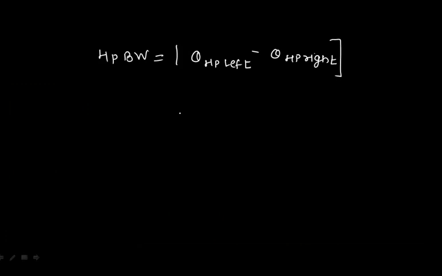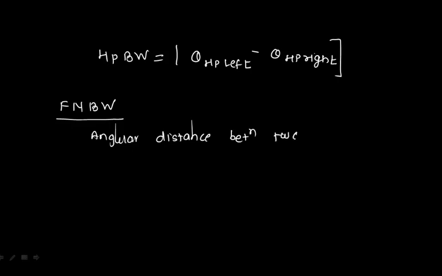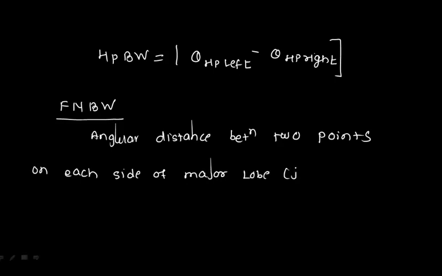What about the first null beamwidth? Just a revision of first null beamwidth. This is also an angular distance, between two points on each side of the major lobe. Now these should be just adjacent, not too far, where your radiation drops to zero.